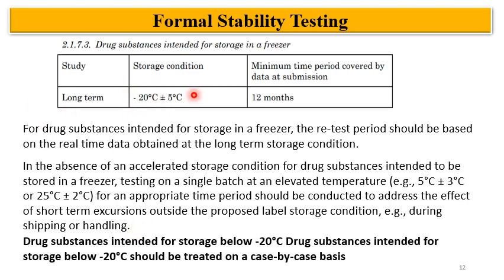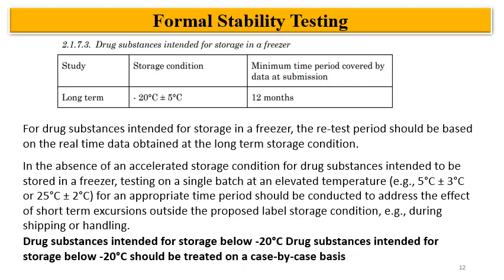Now see, if the drug substance is stored at minus 20 degrees and there is a slight increase in the temperature, so we have to study the impact of elevated temperature for the drug substances intended for storage in the freezer. Drug substances intended for storage below minus 20. So some of the APIs may be there which require a deep freezer for storage and their temperature is minus 20 or below. So drug substances intended for storage below minus 20 degrees should be treated on a case by case basis.